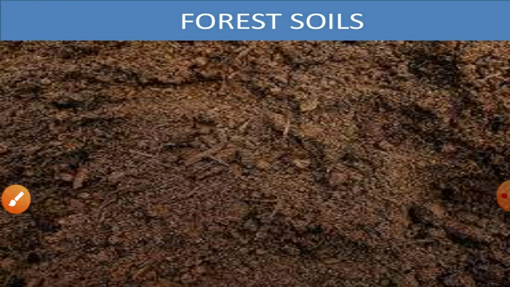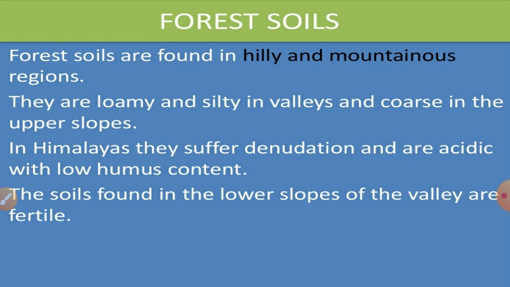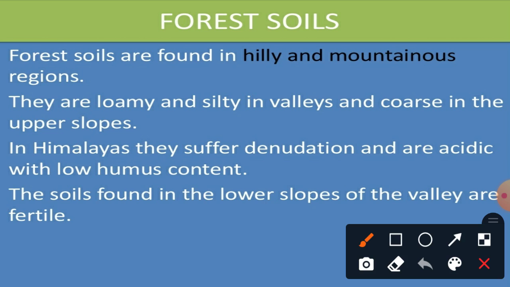Forest soil. The soil found in the forest area is called forest soil, and it is very fertile because in forest areas there is a large amount of dead leaves and tree parts, which help in the formation of humus. Forest soils are found in hilly and mountainous regions. They are loamy and silty in the valleys and coarser on the upper slopes. In the Himalayas, they suffer denudation and are acidic with low humus content.